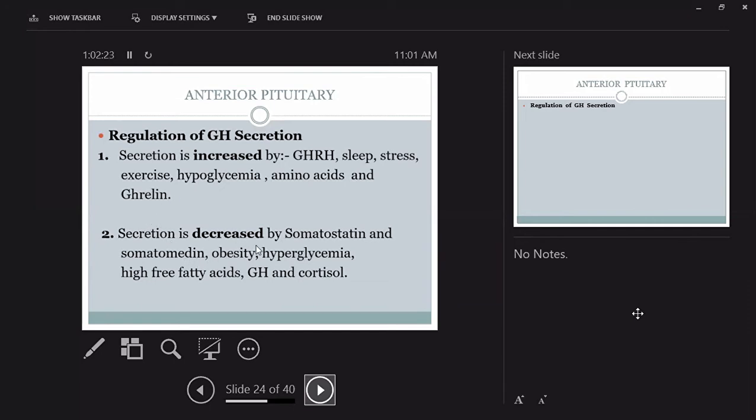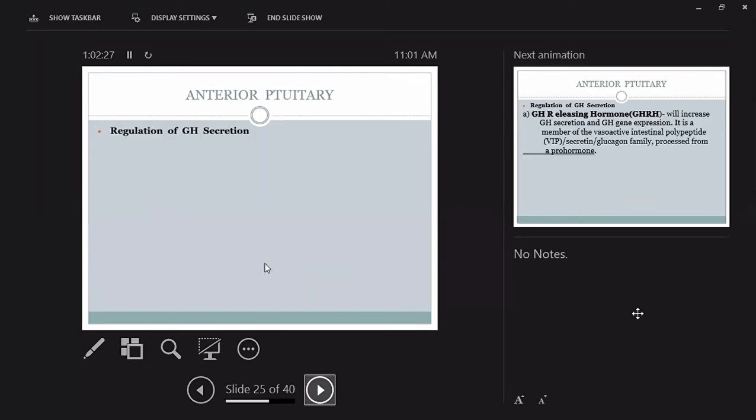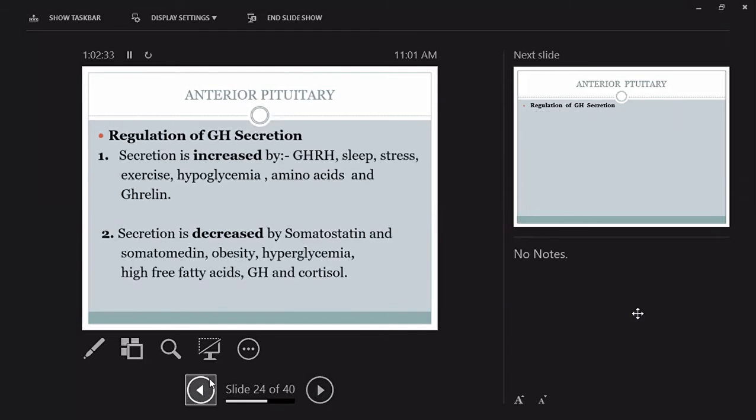Secretion is decreased by somatostatin and somatomedin. Obesity. This is the problem with the children nowadays. Many are obese. Why? Because always sitting down, no more exercise. Always sitting down, playing the gadget, and eating lots of sugar. So, hyperglycemia.